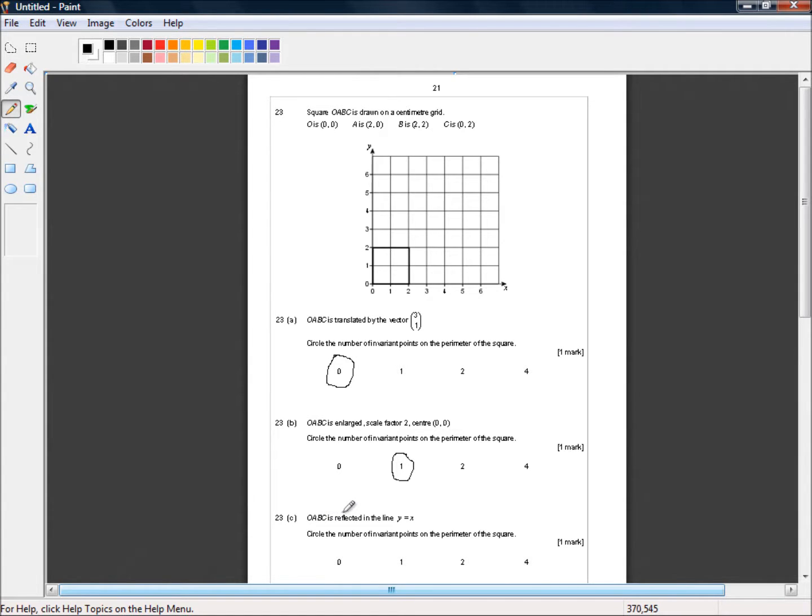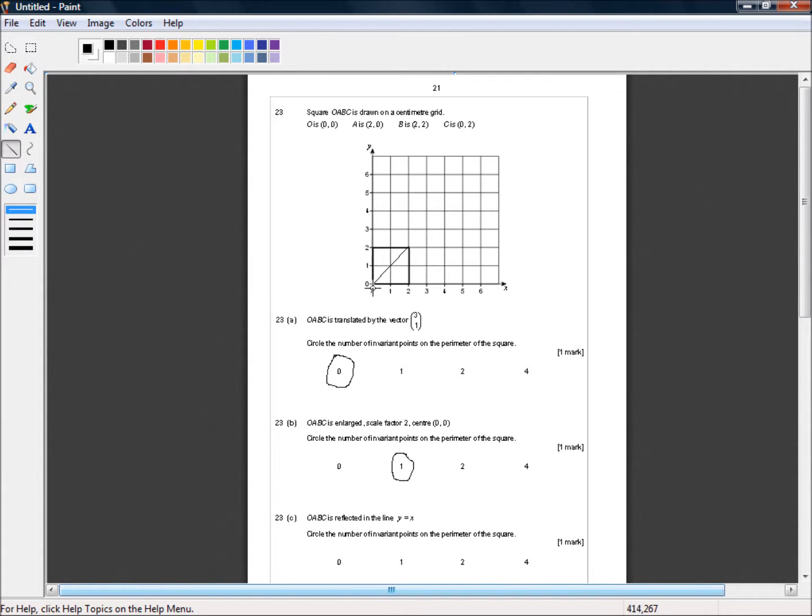23c, OABC is reflected in the line y equals x. Circle the number of invariant points on the perimeter of the square. Now that's slightly more complicated. So line y equals x will go through here. Oh, I did that wrong. Let me erase that. Y equals x will be a diagonal line straight across here. So everything down here will be reflected up to here. So point 2, 0 will end up as 0, 2, and vice versa.